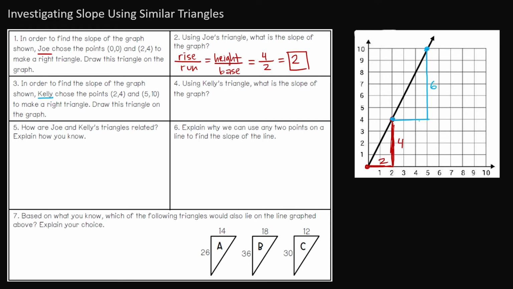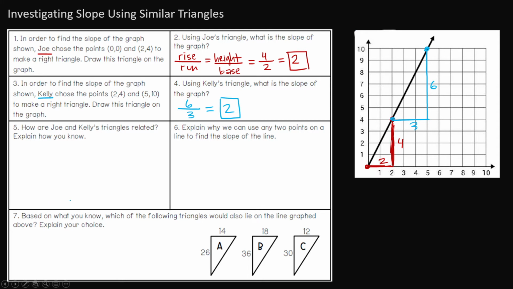And the run, or the base of the triangle, would be 1, 2, 3 units. So for her triangle, it would be 6 over 3. Rise over run is 6 over 3, which simplifies to 2 yet again.